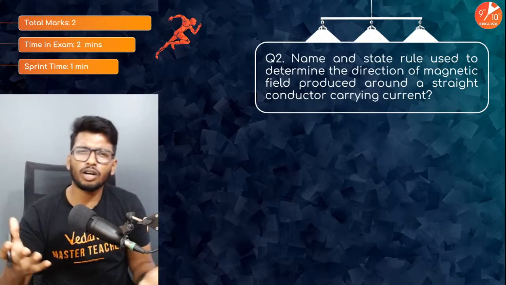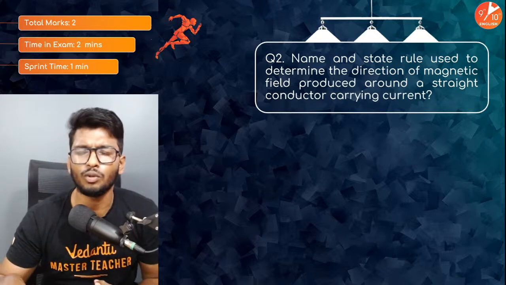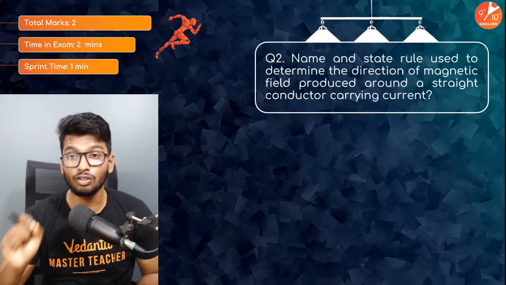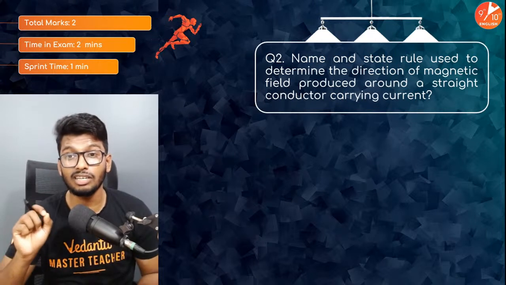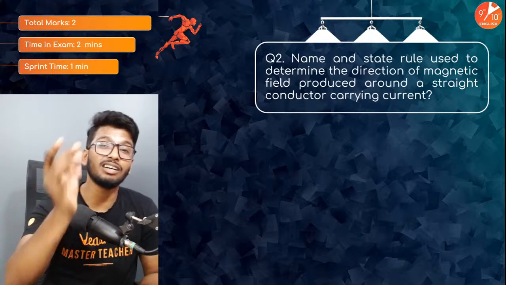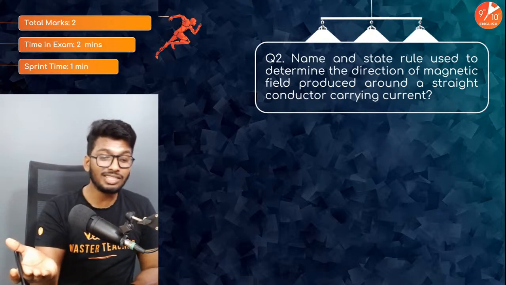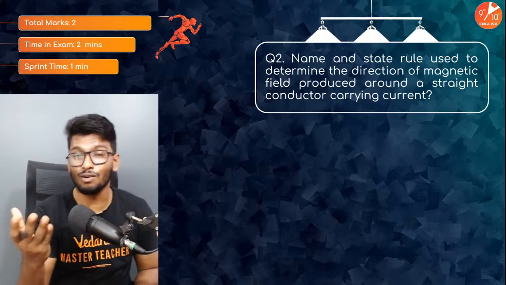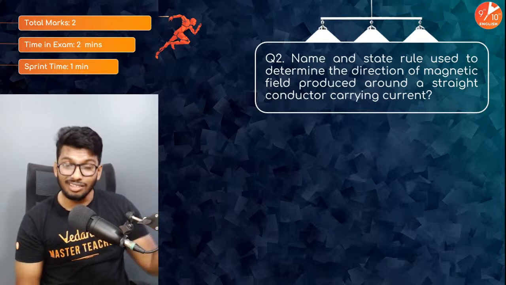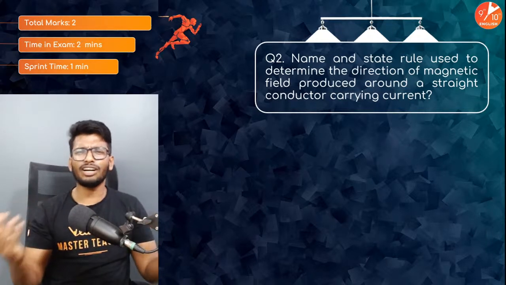Once again, it's a 2-mark question. So 2 minutes time in your examination. But here we will try to do it in less than 1. The question is, name and state the rule used to determine the direction of magnetic field produced around a straight current carrying conductor. The fact is, guys, we have done the exact same question yesterday as well, in the Sprintex first session. So I'm guessing that you already know this.